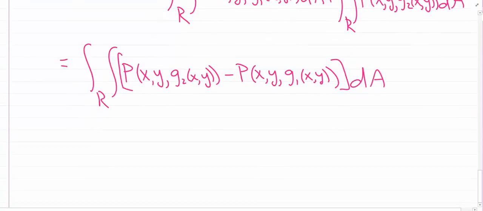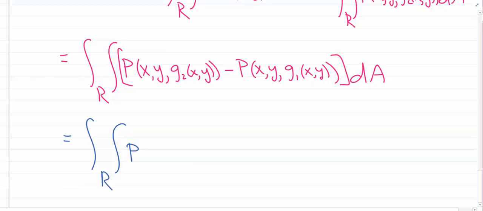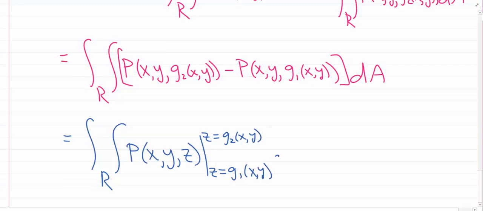And now, I don't like all of this mess, so I'm going to combine it in a very clever way. Let's write this as P of x, y, z, evaluated as z goes from g1 of xy to g2 of xy, right? This is just a different way to write it, isn't it? Because we know what this notation means, right?